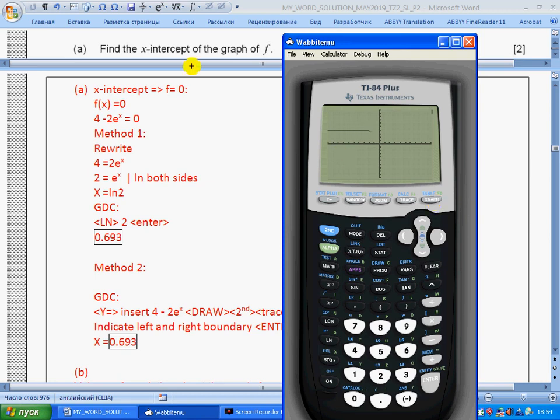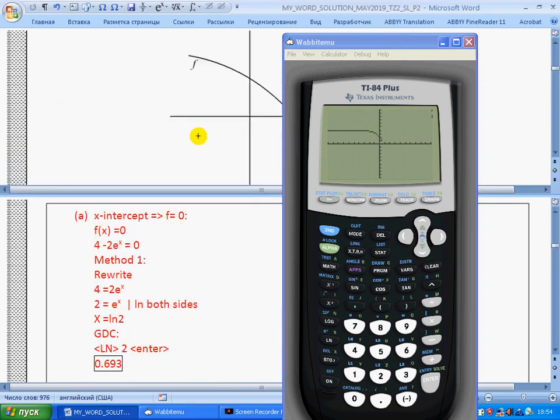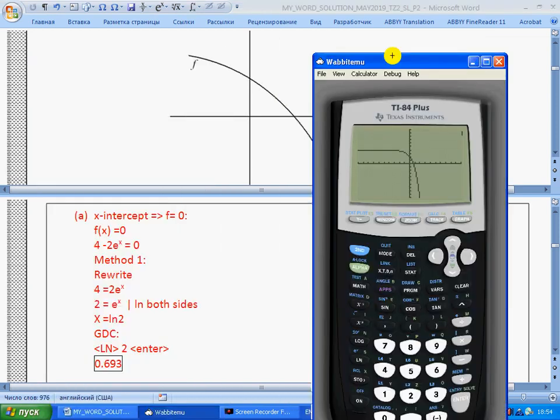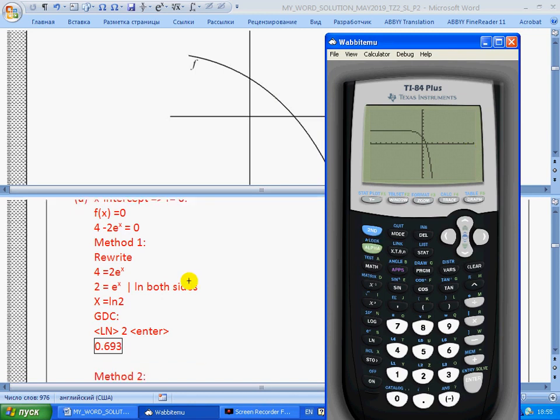So while it is drawing, it looks correct. We need to find 0. So you see it's working, so we wait until it's working. Here it shows that it will stop working. Now we should find 0.